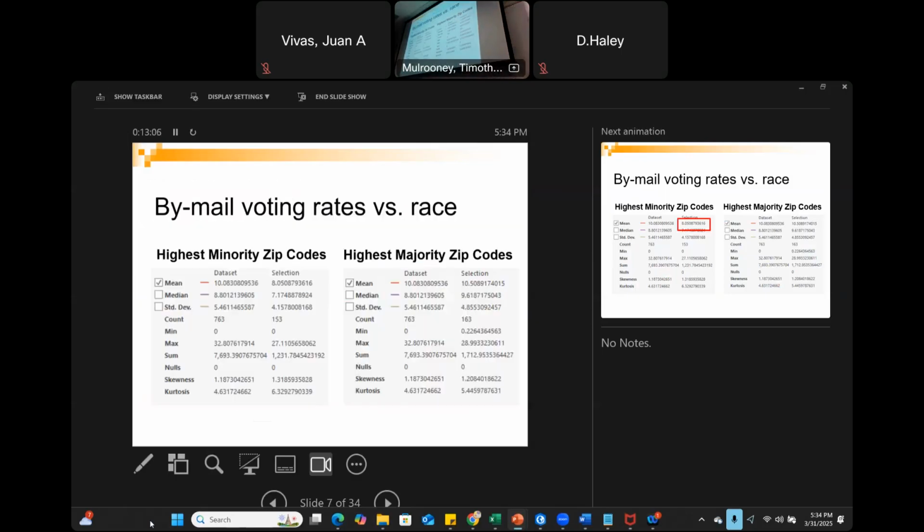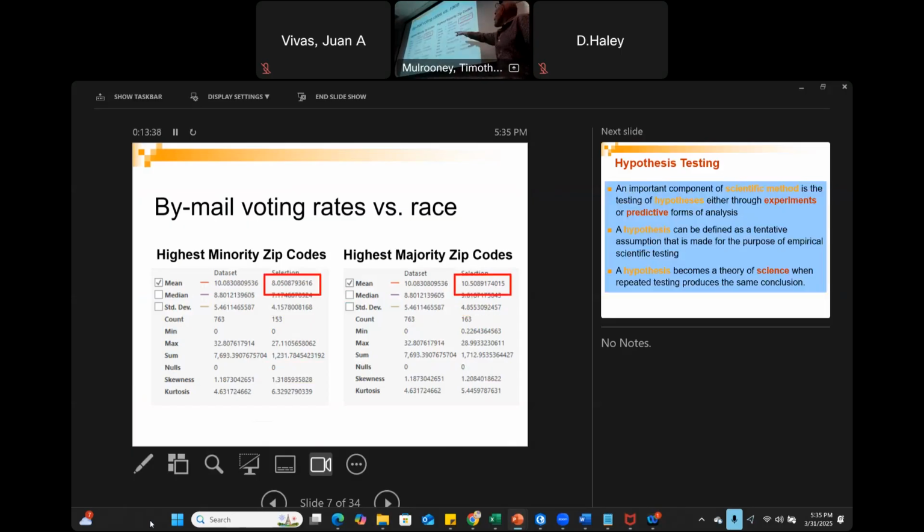Other things that I haven't talked about is that we look at minority zip codes, majority zip codes with by-mail voting. Let's look at the minority zip codes. These are your highest minority, non-white, with a by-mail voting rate of 8.0. Your majority, your partly white zip codes, have a by-mail voting rate of 10.5, for these 163 versus 153. I probably got rid of like 10 of these because we had some no data values.